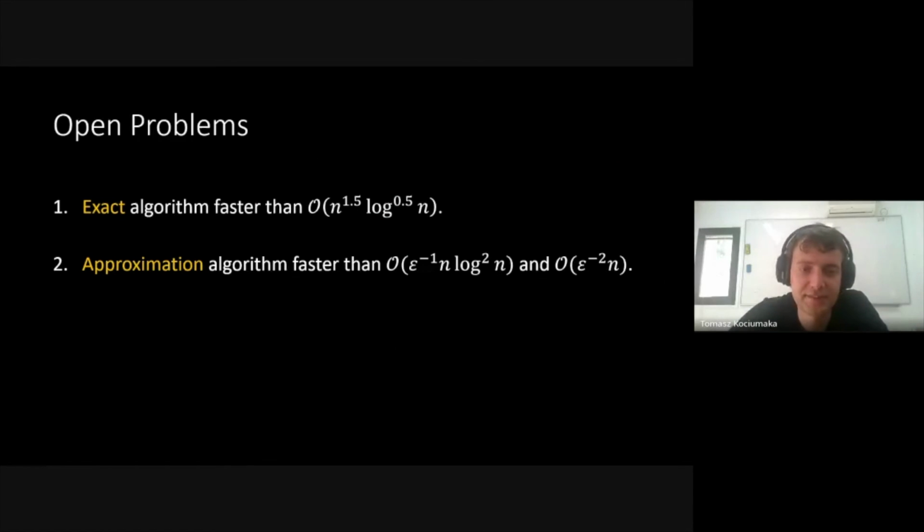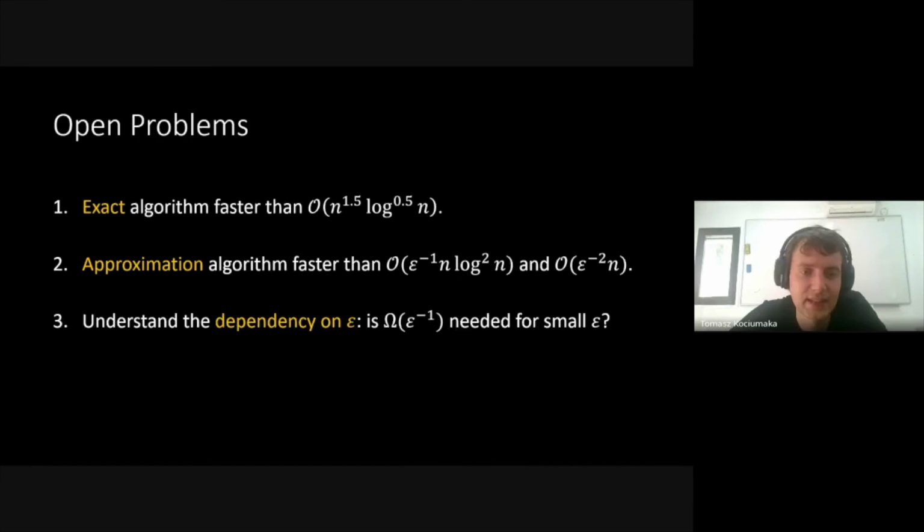Then for the approximate version, we now have two solutions which are incomparable. Our new algorithm has linear dependency in n, but inverse quadratic in epsilon, while Kopelowitz and Porat from SOSA 2018 have inverse linear dependency on epsilon at the cost of 2 extra log n factors. So any trade-off or something that subsumes the algorithm would be welcome.